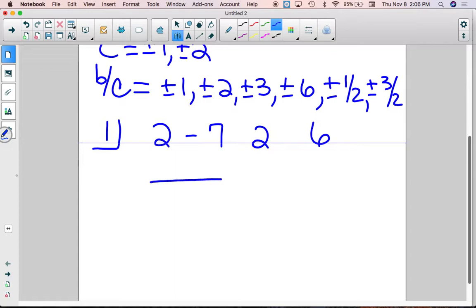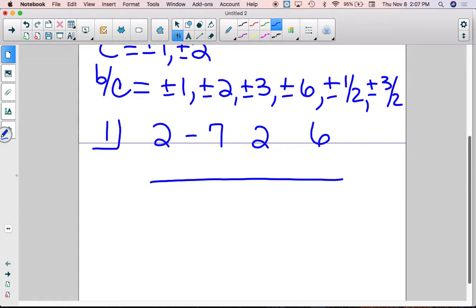If you use one, how do you know if it's right? If you get a 0 remainder. If you don't, then you try the next one. Okay, that's good. So that's what we're looking for, a 0 remainder. If you get halfway through it and you can tell it's not going to be a 0, you can just move on to the next one.